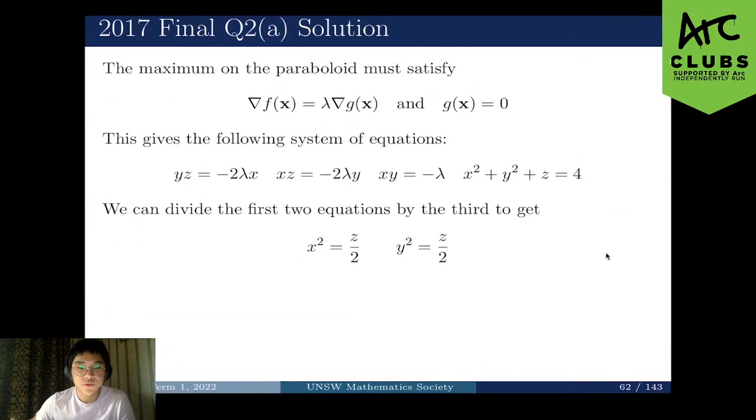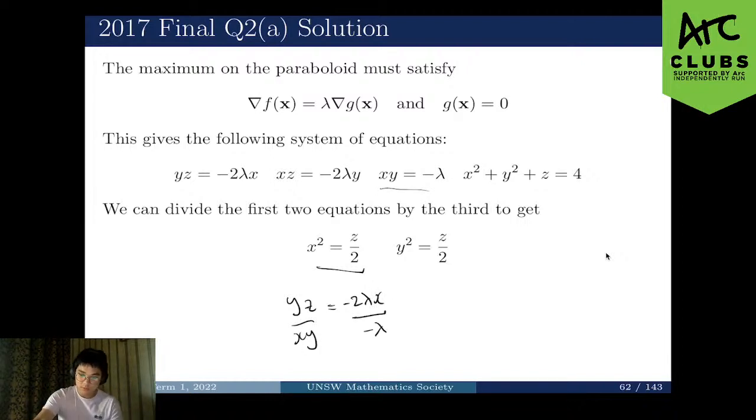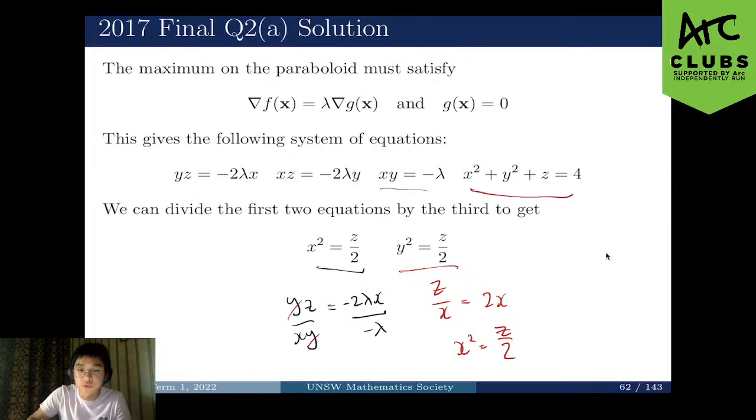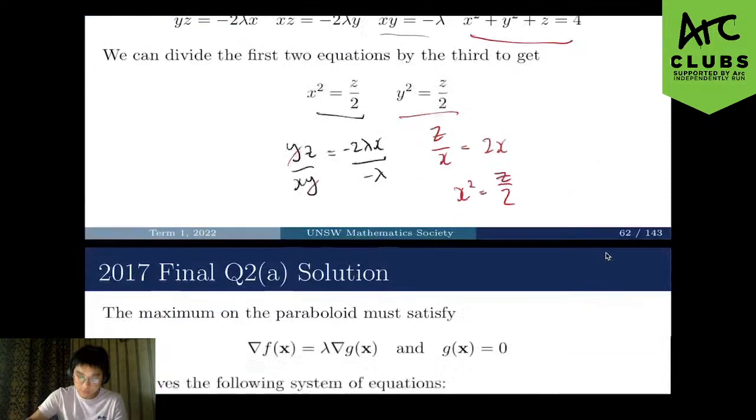So what I did first was just to divide the first equation by the third. So just doing this one, we have yz equals minus 2 lambda x, and if we divide it by the third equation, this cancels out to get z on x is equal to x, and there we get x squared equals z on 2. And similarly, we get y squared is equal to z on 2. So now we go ahead and look at this equation, and then we can see that we can sub x squared and y squared into this equation to get an equation just in terms of z. So now we know what the value of z is.